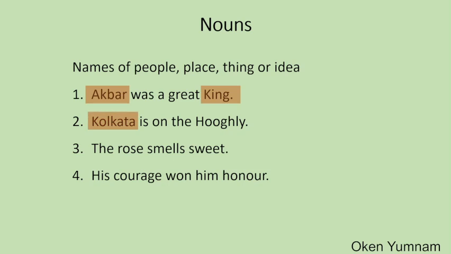And number two, Kolkata is on the Hooghly. Kolkata is the name of a place, Hooghly, the name of a river, so they are nouns. And number three, the rose smells sweet. Rose here is the name of a thing, a flower, so it's a noun. And number four, courage and honor, they are names of ideas. So these are nouns. So nouns give us names.